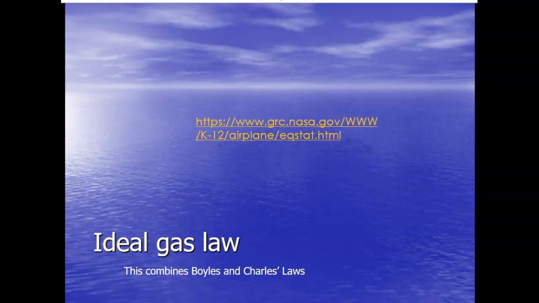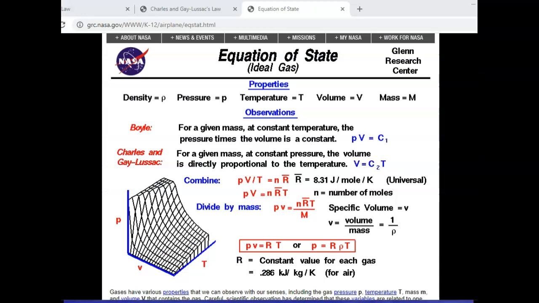Again, NASA has a very nice illustration of the ideal gas law on this link. NASA calls the ideal gas law the equation of state. And the equation of state includes density, represented by ρ, pressure, represented by P, temperature, represented by T, volume, represented by V, and mass, represented by M. And as you can see, they combine Boyle's law, pressure times volume equals a constant, with Charles' law, volume equals a constant times temperature.